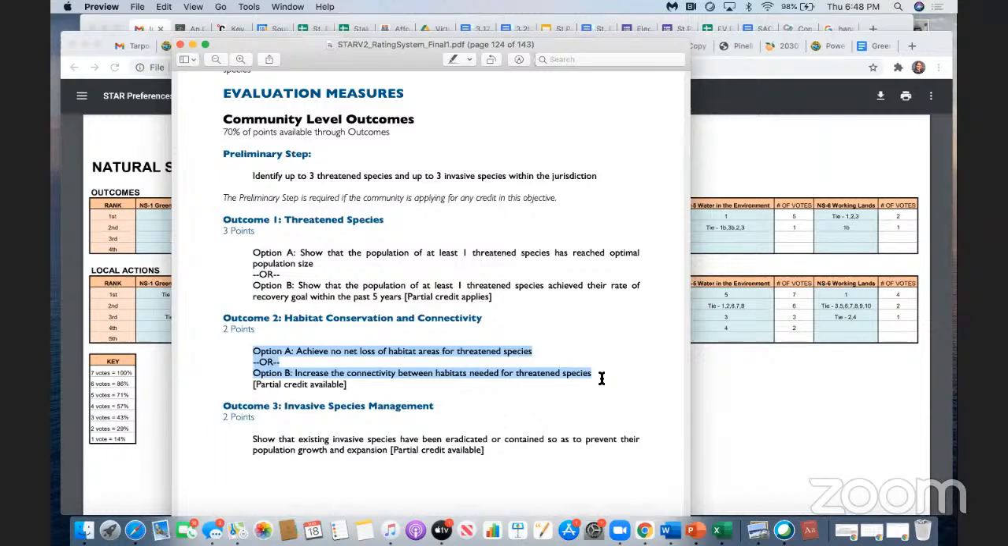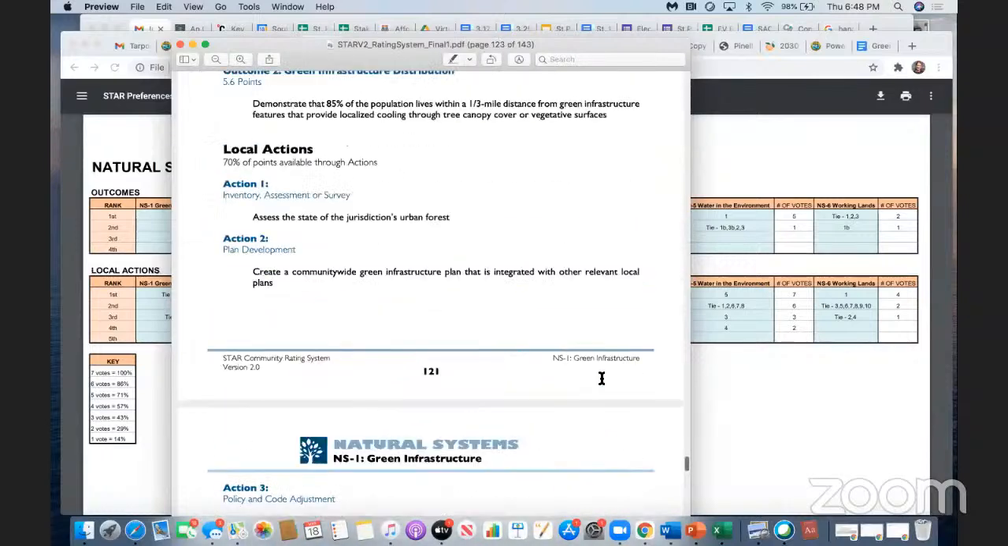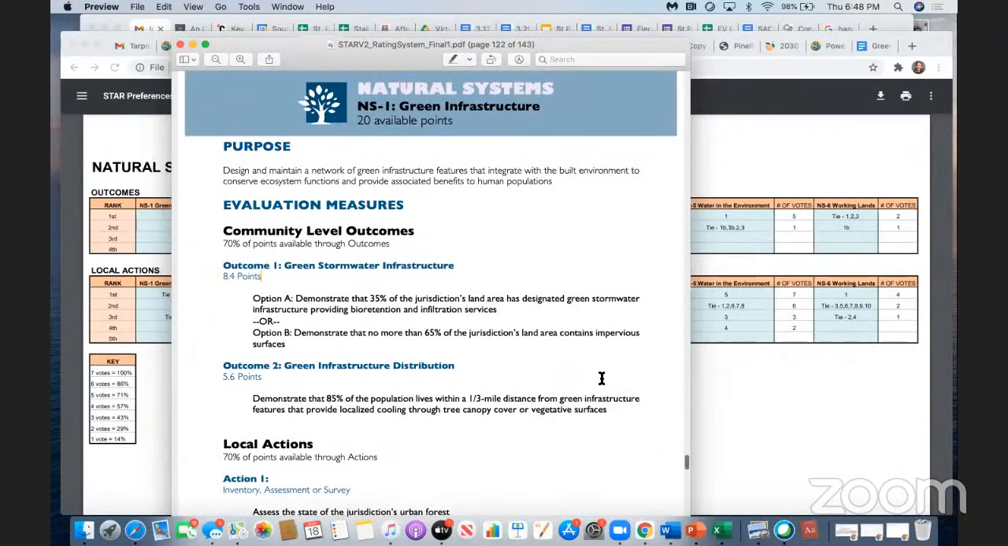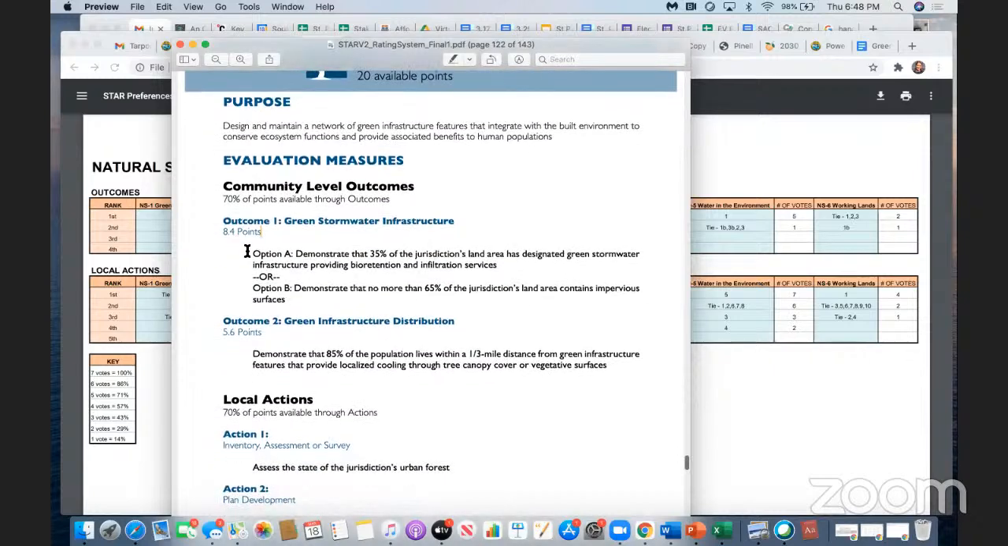Then the next item is natural systems 1, which is looking at green infrastructure. Outcome number 1, green stormwater infrastructure. And I think probably that's because a lot of us are concerned with the flooding.